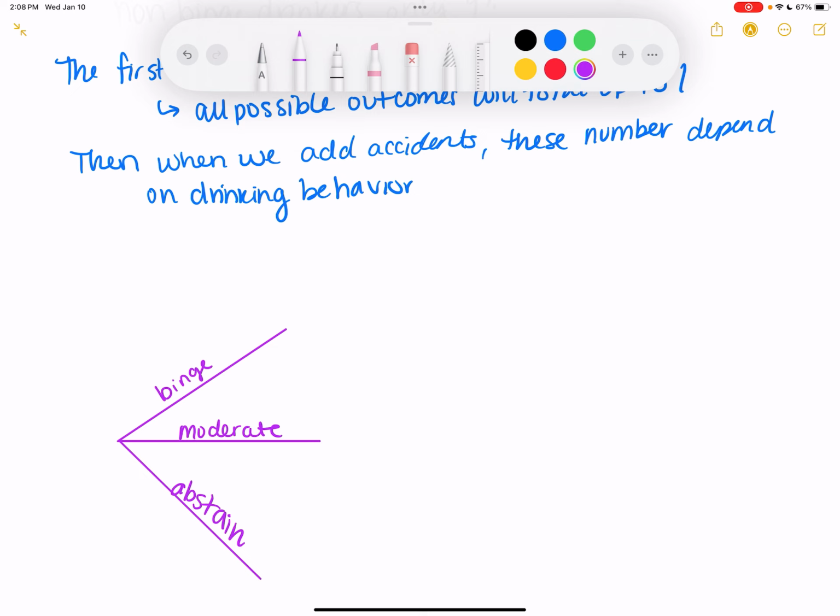All right, so each of these little branches equates to one of the possible situations. And we're going to put the percentage underneath as a decimal. So binge was 0.44, moderate is 0.37, and abstain was 0.19.